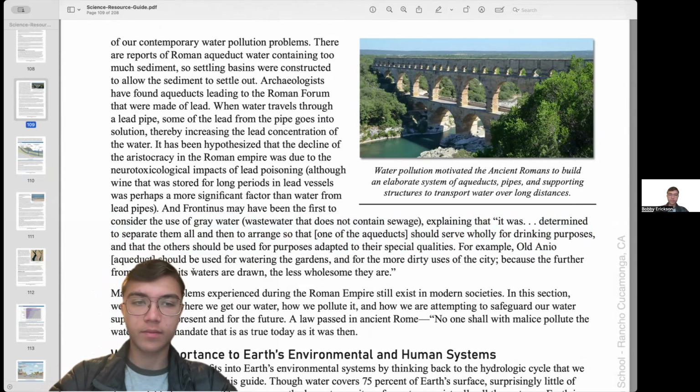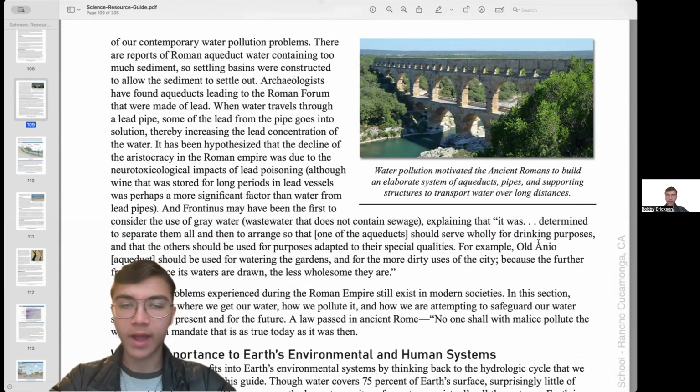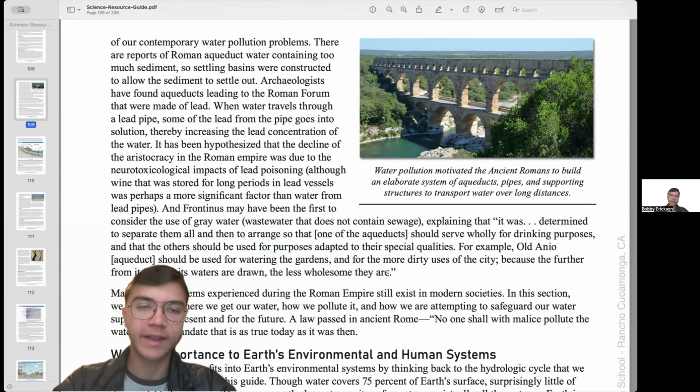It also seems he believed that the old Anio aqueduct could be used for watering gardens. Note Frontinus seemed to suggest things about the old Anio. And he also believed that if water is further from its source, then it's less wholesome, or less clean in this case.